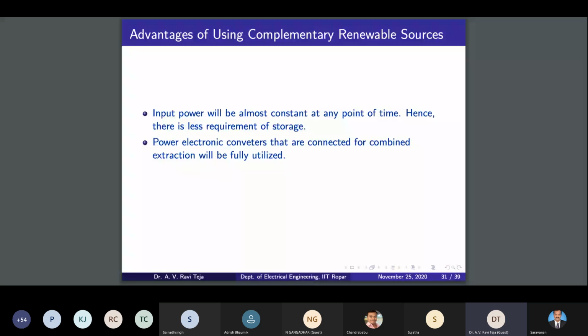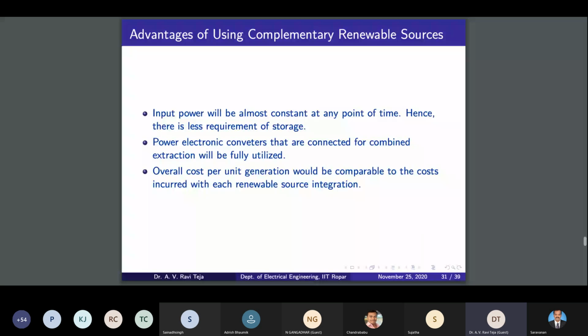But I have to still buy them because in that part of the day where rated power comes, these converters have to be utilized to give power to the grid. So that is why they are very much underutilized. But I have to pay money for buying them at full capacity, keeping in mind that some part of the day. Right. So that way the cost is more, in fact. And the overall cost per unit generation for the hybrid combining solar and wind, I can make it comparable to the cost incurred with each renewable source installation.